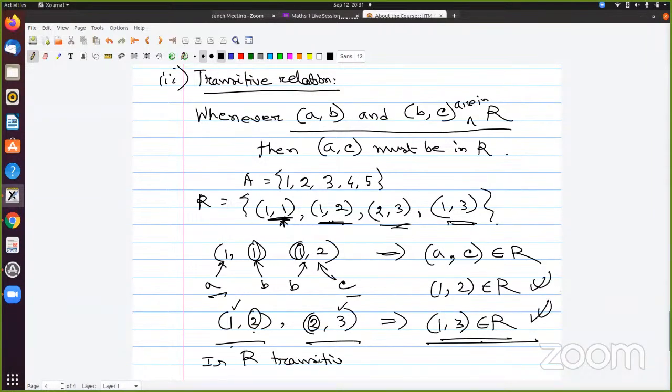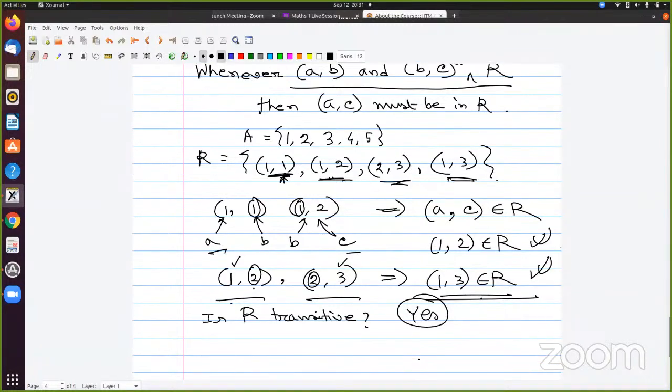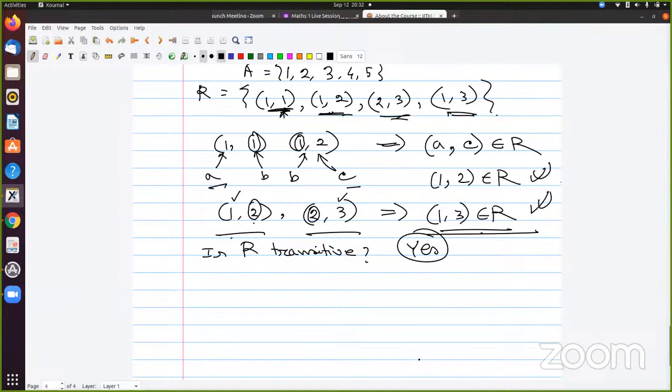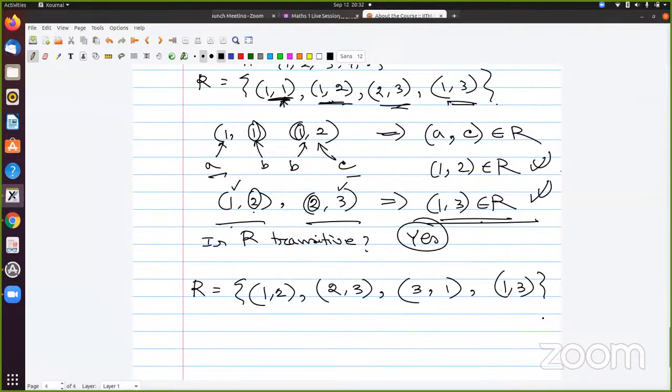Yes, sir. Is it clear to everyone? We'll take another example, don't worry. But for this example, is it clear? Yes. Okay. I will take another example. Suppose 1 comma 2, 2 comma 3, 3 comma 1, 1 comma 3. We can work with this.